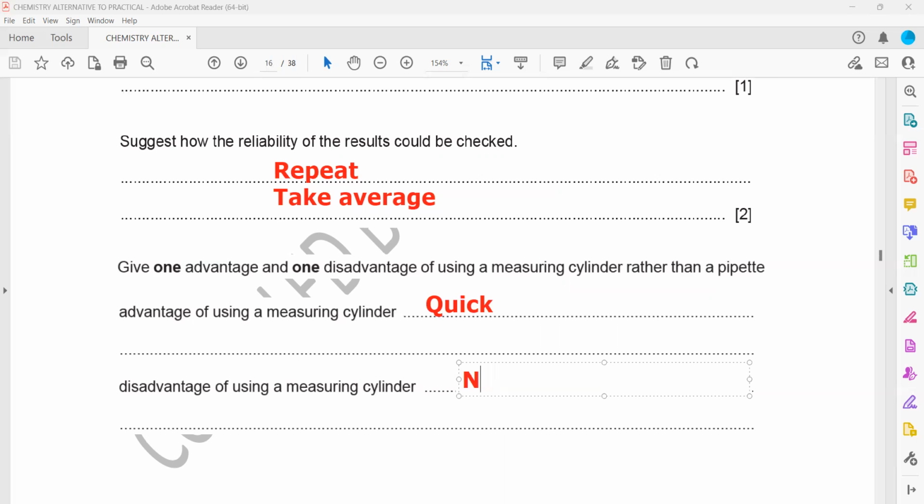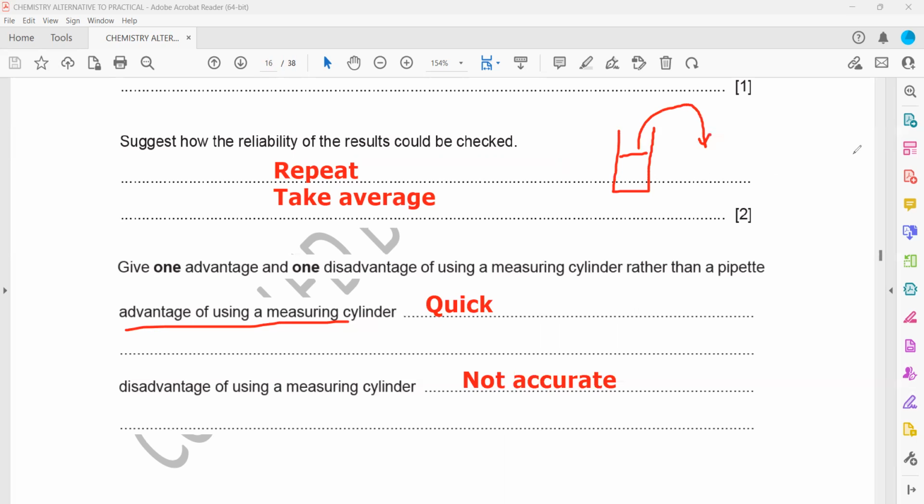Sir, I didn't understand that. How would it be quick? Which one? Sir, the advantage of the measuring cylinder. If you want to pour a liquid into another container, you can use a measuring cylinder and transfer it quickly. But if you are using a burette or a pipette, it takes time to transfer the solution. When a pipette is 25 cm cube, it takes time to completely empty the pipette as compared to a measuring cylinder. Okay, sir. Clear?